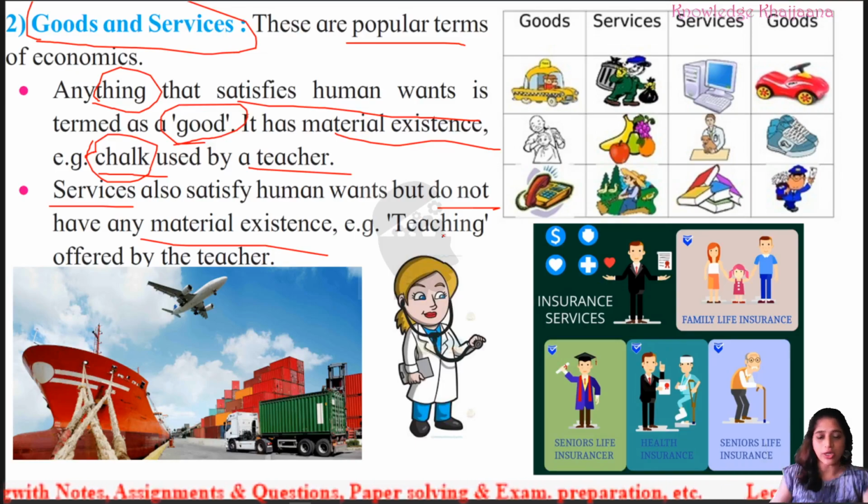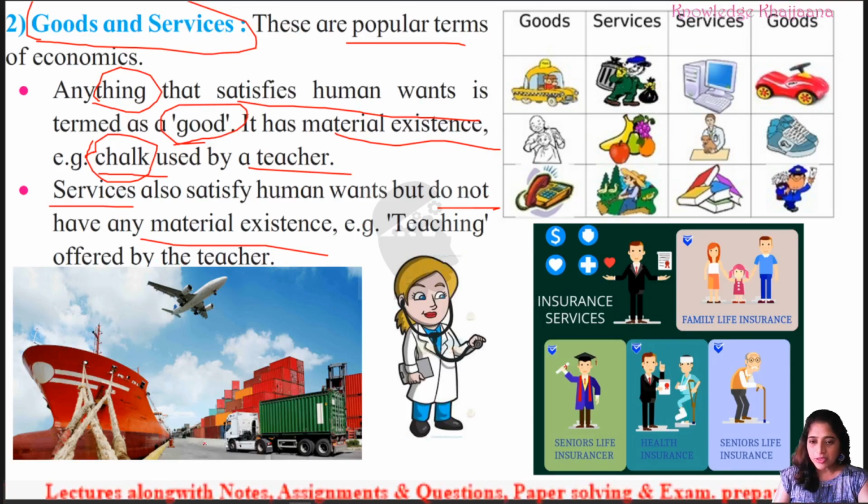Nobody can show you teaching. So teaching is not a good, it is a service. So goods satisfy our human wants, as well as services. See, this is the example. Who is this? This is the doctor, and what is the doctor doing? The doctor is doing the service of checking the patient. So this is the service.